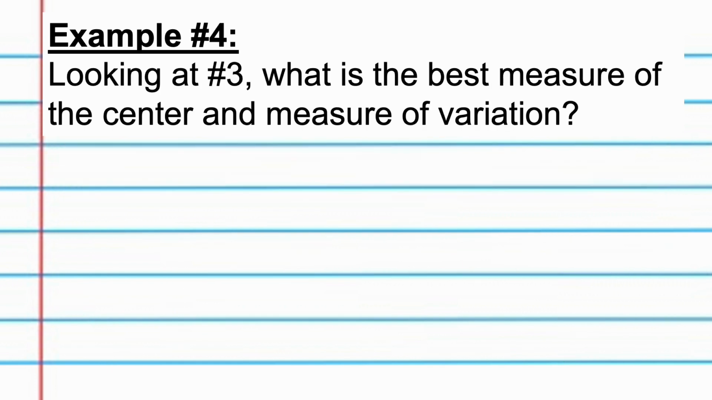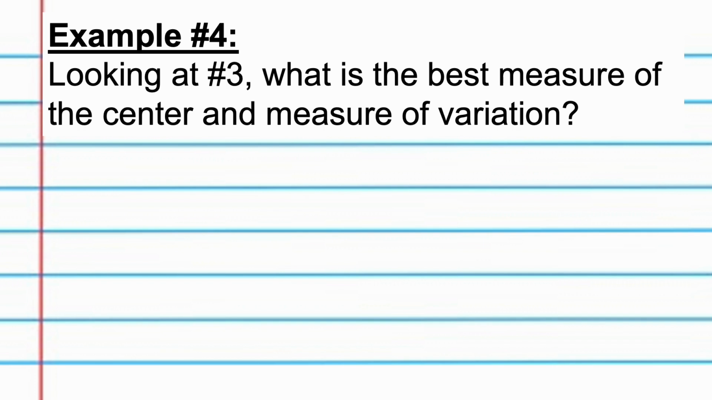So example number 4 asks us the same question example number 2 did. What is the best measure of center and measure of variation? Well, we do have an outlier in that data set. So if you notice, most of the numbers are between 39 and 59. But then we have this wild number 4 that's way far away from all of the rest of them. So that number 4 is our outlier.